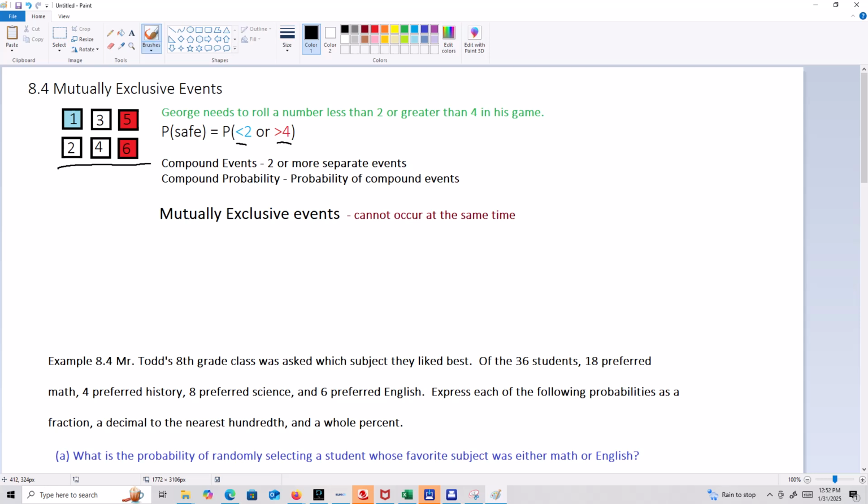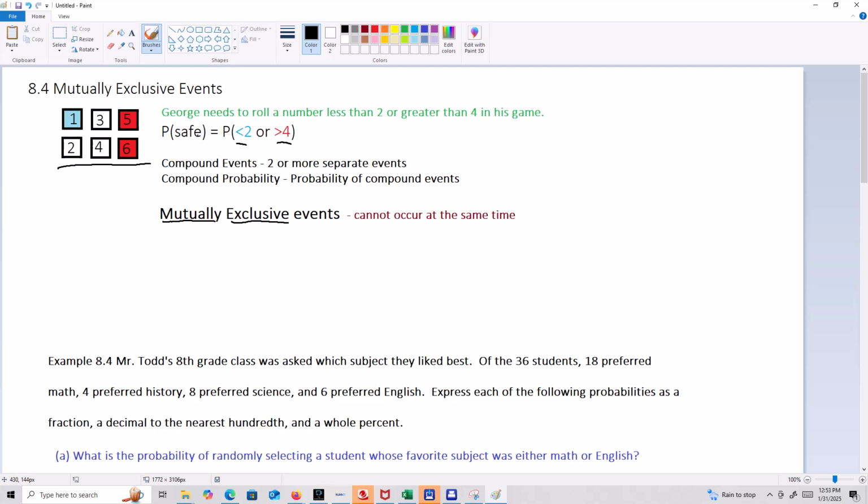So these are mutually exclusive events. Hopefully you see that if you roll a 1, you didn't roll any other number. To roll one number means you have excluded all the others. They're mutually exclusive. So this term, mutually exclusive, is one that's important to understand. These are events that cannot occur at the same time.